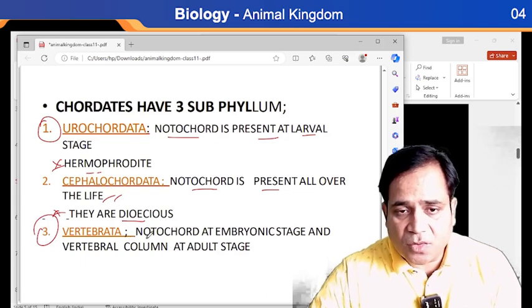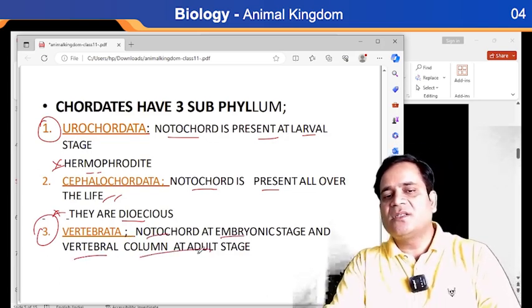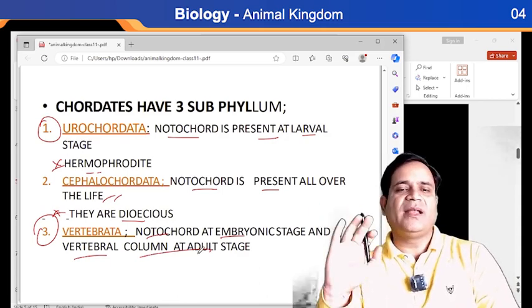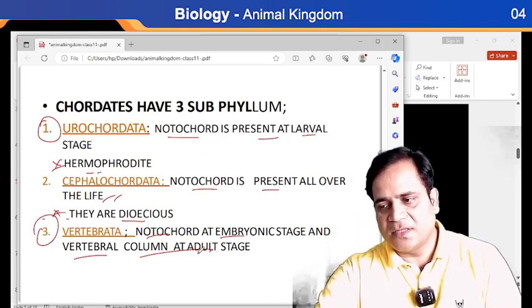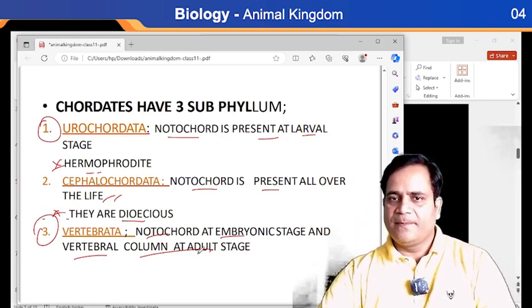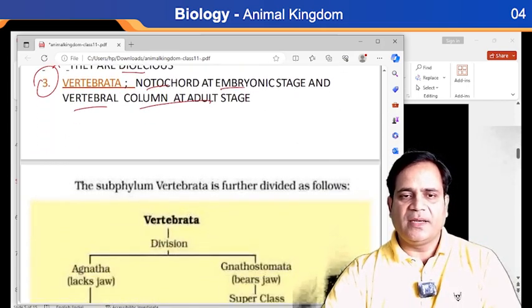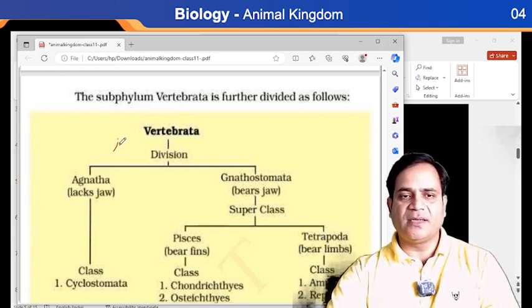Vertebrata means what? Notochord at embryonic stage and vertebral column at the adult stage. So the notochord is only present where? In the embryonic stage only, while vertebral column and vertebrae are found in the what? Adult stage. Right? Hope so clear? Now I'm going to move ahead. Here the subphylum Vertebrata is further divided as follows. This one is given in your NCERT also.